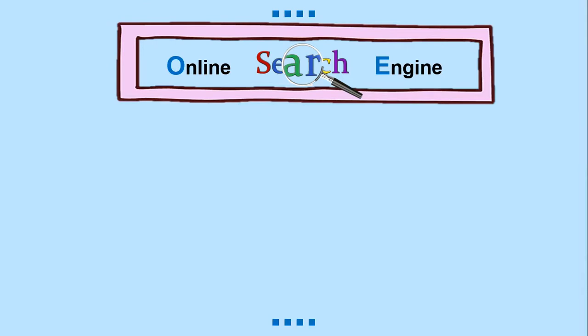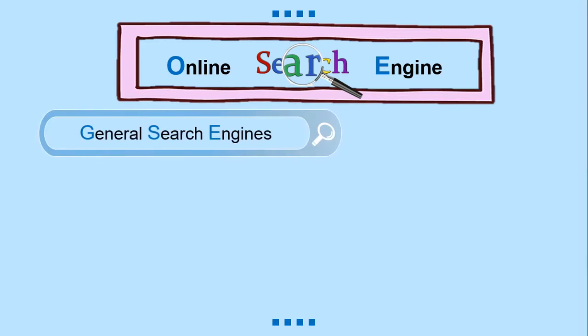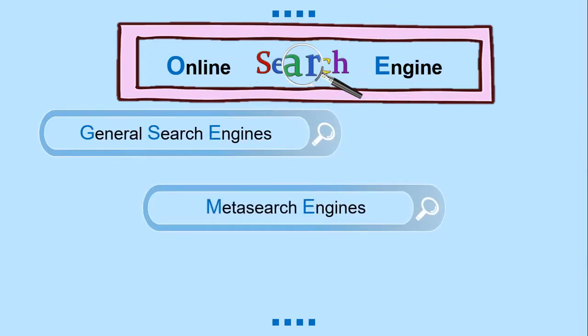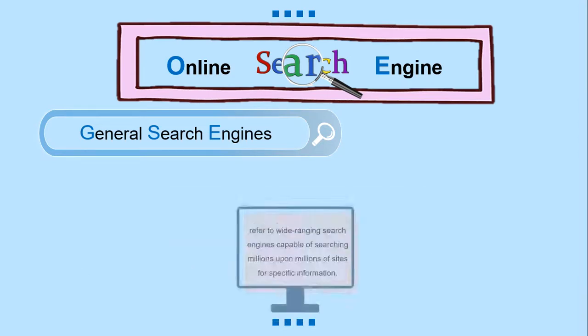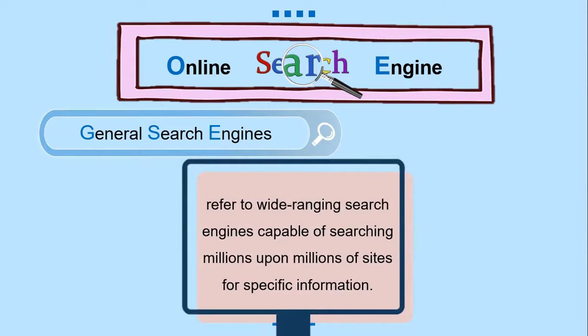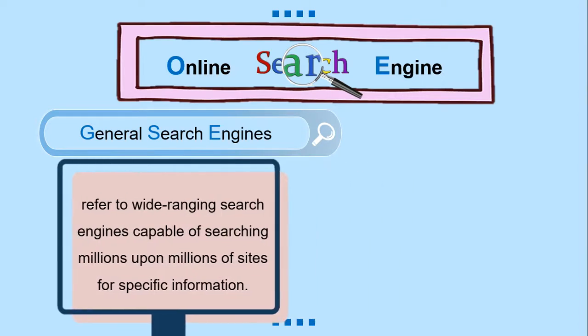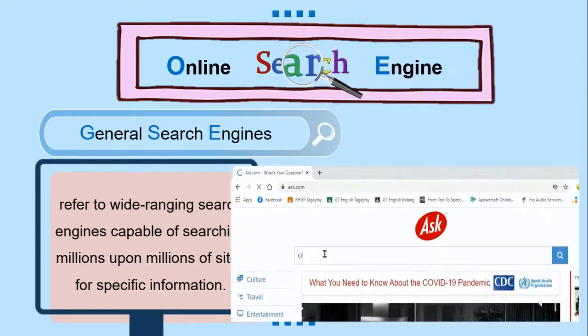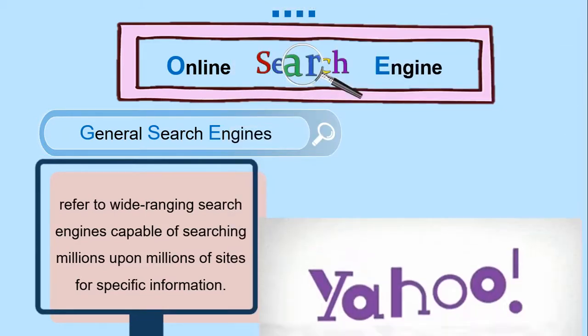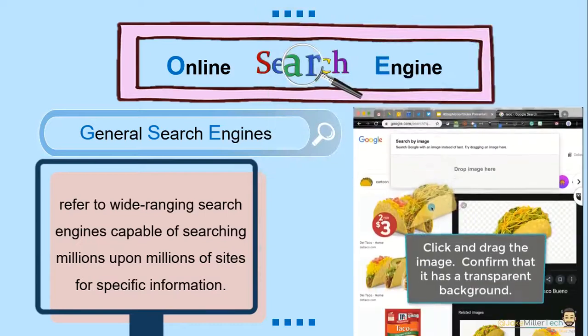There are 3 common types of search engines one may use. These are general search engines, meta search engines, and specific search engines. A general search engine refers to wide-ranging search engines capable of searching millions upon millions of sites for specific information. These include the likes of MSN, ASK.com, Yahoo, and Google.